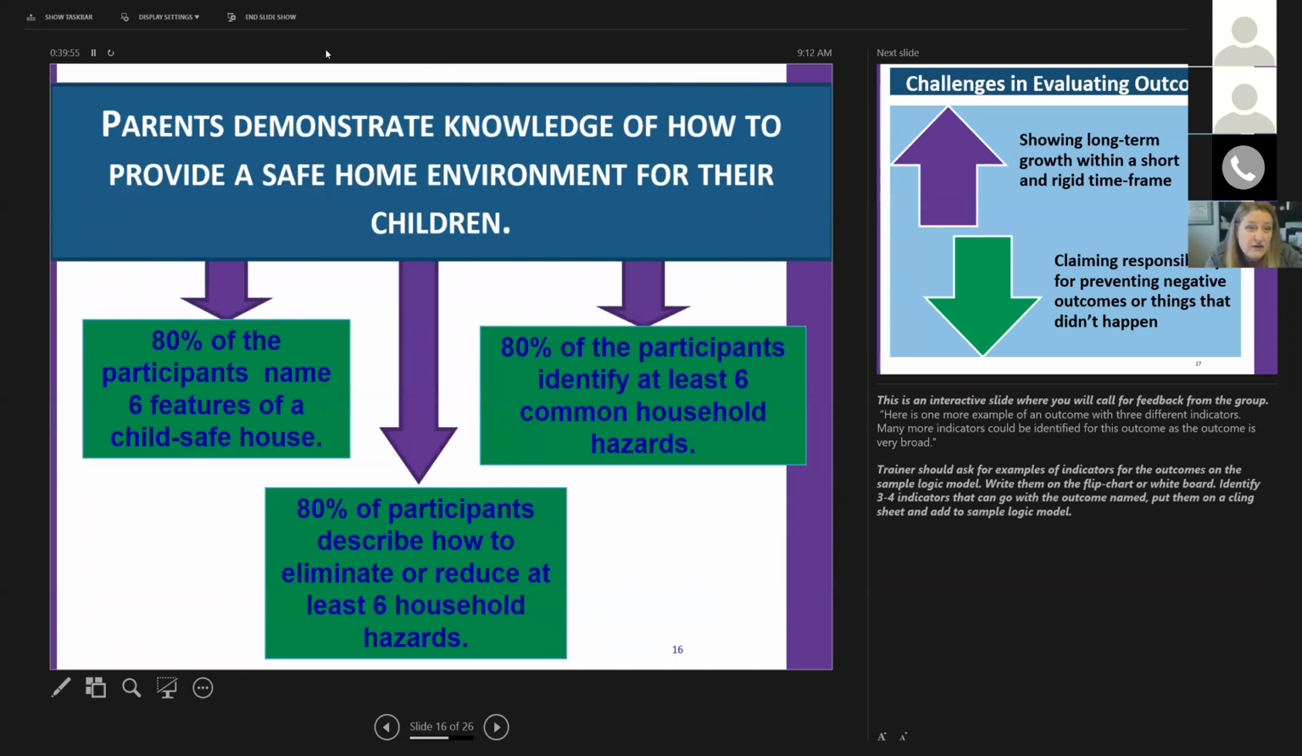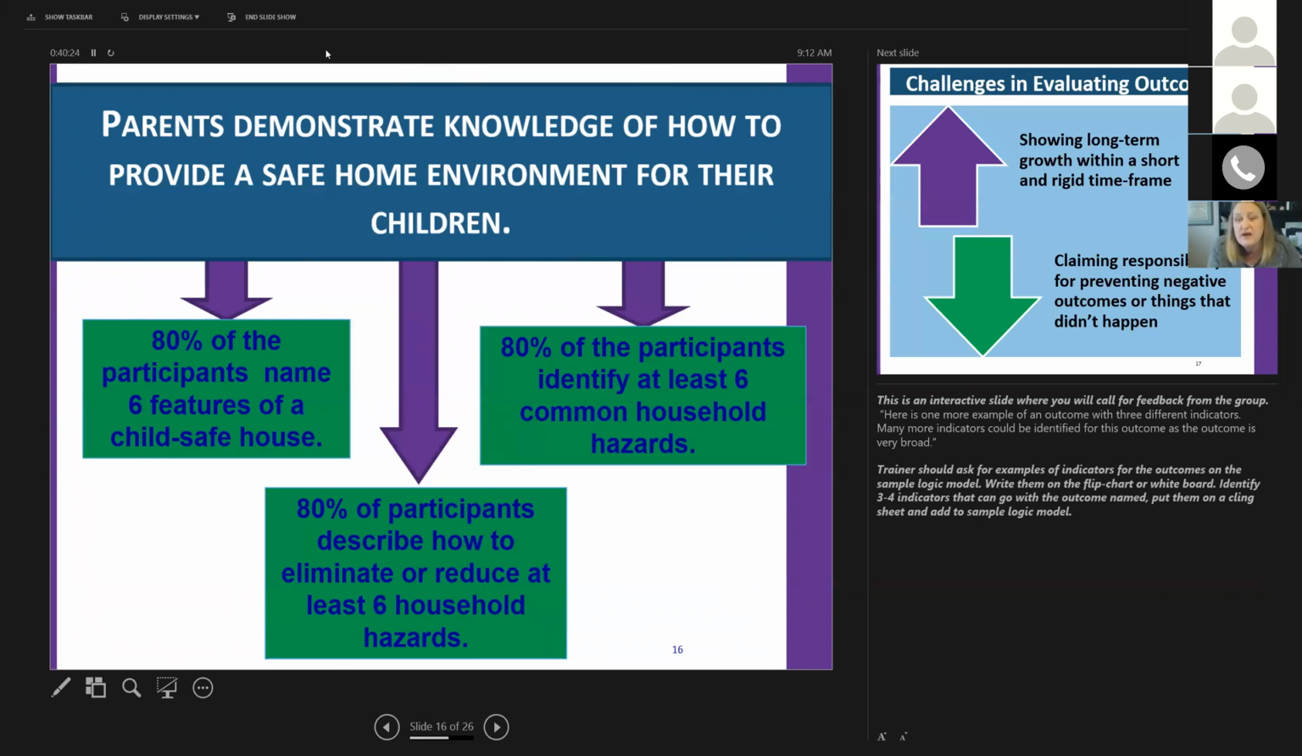And since they're demonstrating knowledge, for us that would be intermediate because they're beginning to practice it. They're trying to show that they know these things. So some examples of indicator statements for that might be 80% of the participants can name 6 features of a child-safe house. 80% can identify at least 6 common household hazards. 80% can describe how to eliminate or reduce at least 6 household hazards.